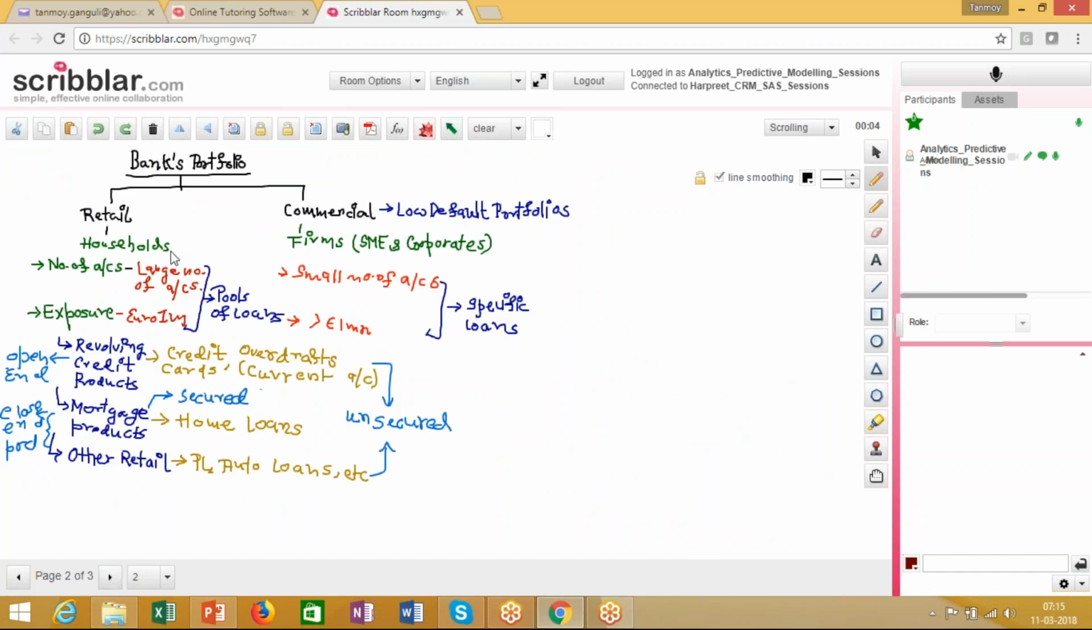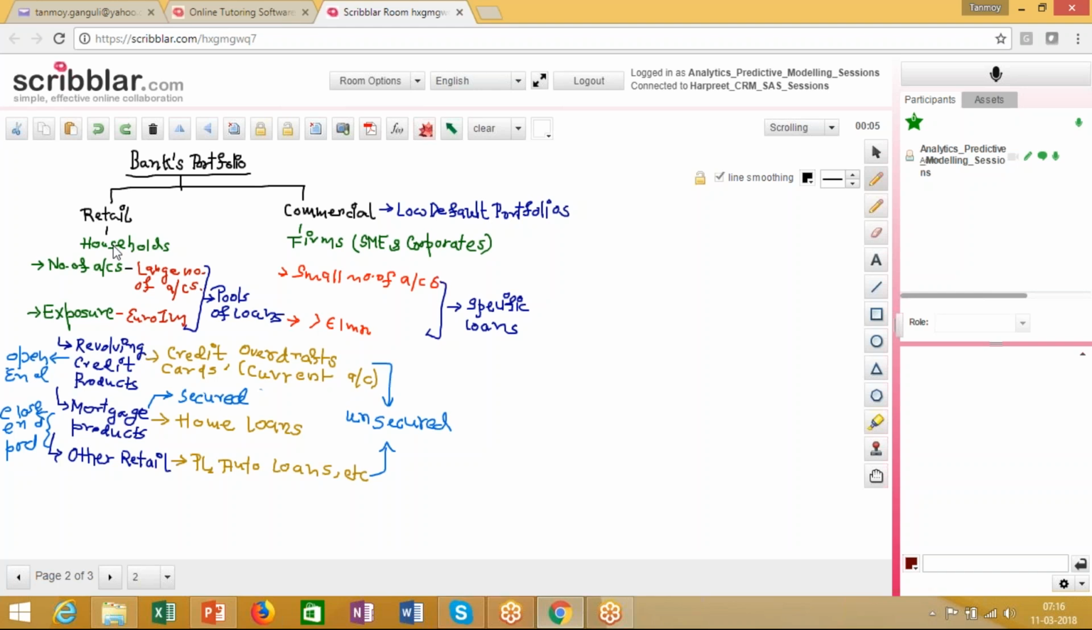Now, the next question that we started answering over here was the bank's portfolio. What are the different components of the bank's portfolio? Broadly there are two types of products. One is the retail product, the other is the commercial products. Retail products are products designed for households, for people like you and me, for example credit cards, overdrafts, home loans, personal loans, auto loans, etc.